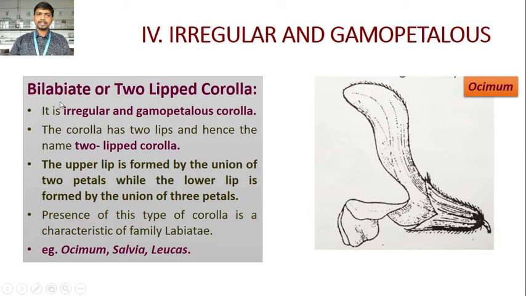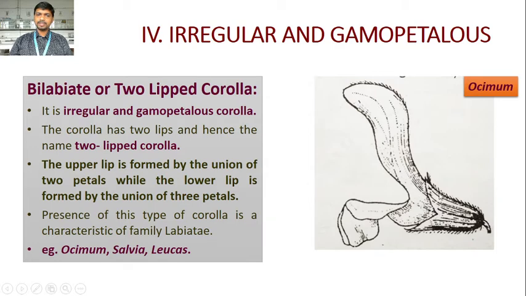Next to this is the irregular and gamopetalous corolla. This is the example of Ocimum flower, where bilabiate or two-leafed corolla has been seen. It is irregular and gamopetalous. The corolla has two leaves, hence the name two-leaf corolla. This is the one leaf, this is the other leaf. The upper leaf is formed by the union of two petals, while the lower leaf is formed by the union of three petals. So there are total 5 petals.